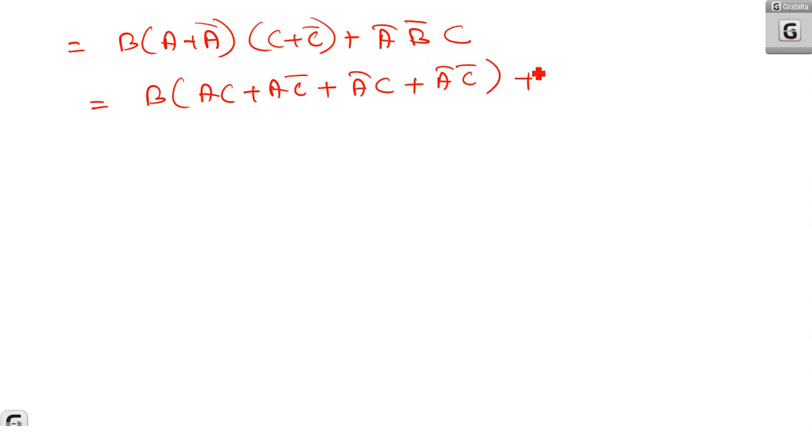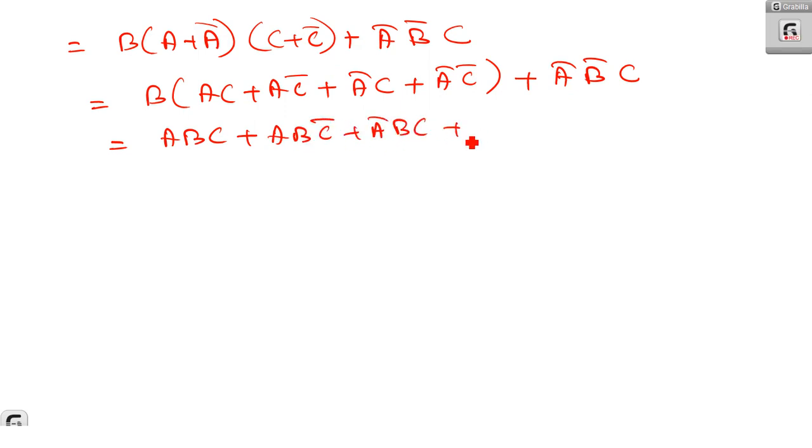Or A bar B bar C. So again, taking back, that is ABC or ABC bar or A bar BC or A bar BC bar or A bar B bar C.